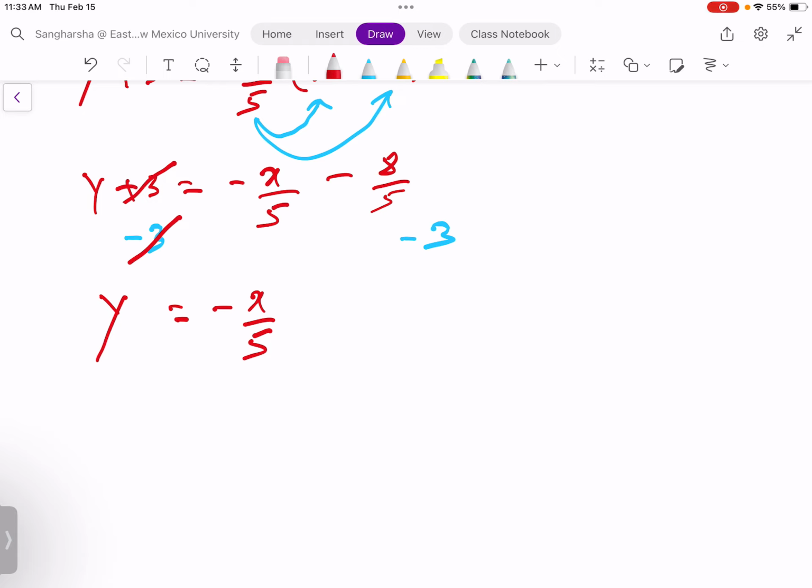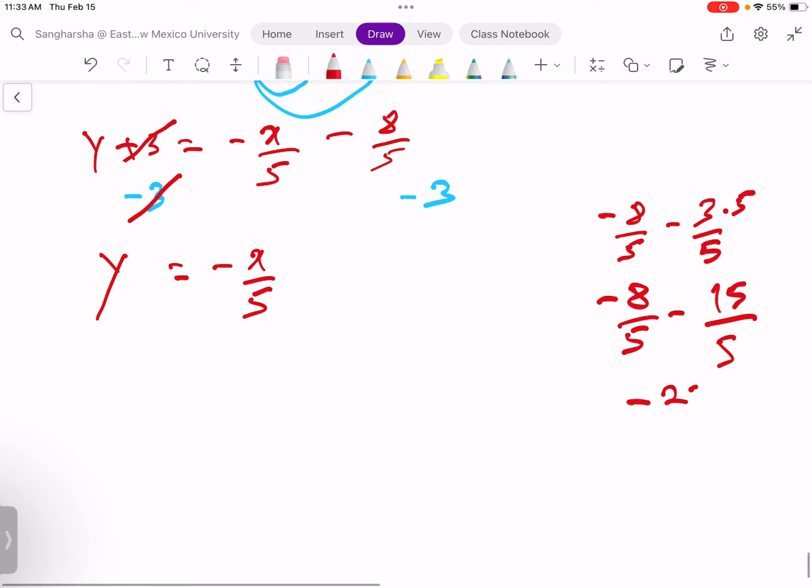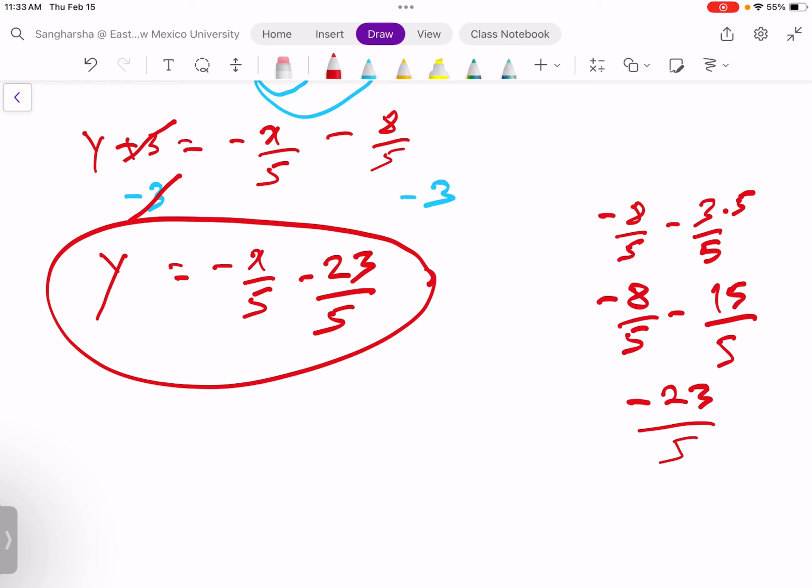We need to have a common denominator, right? So the denominator is 5, so you multiply 3 by 5 in the numerator and denominator. So we have -8/5 minus 15/5, -8 minus 15, that is -23/5. So y equals -x/5 minus 23/5, and this is the equation of the line joining the given 2 points.